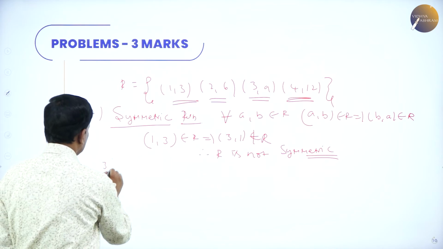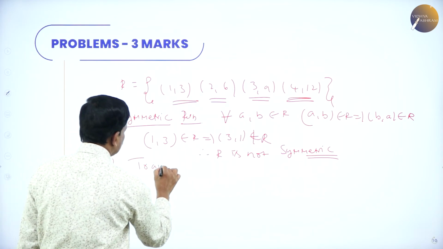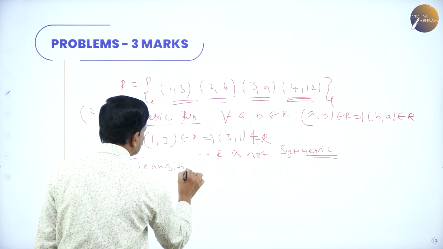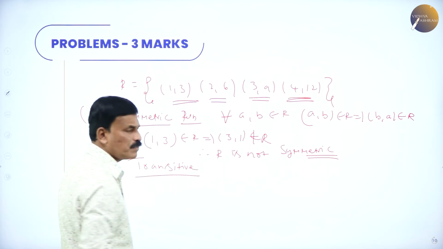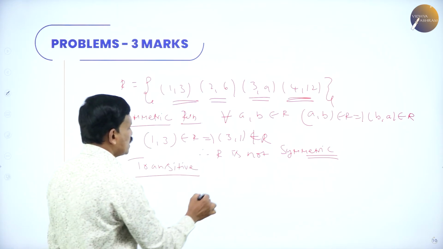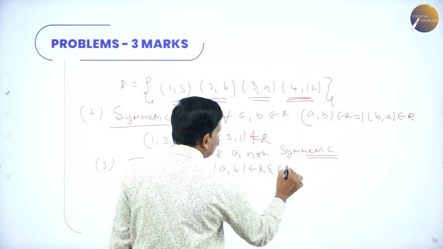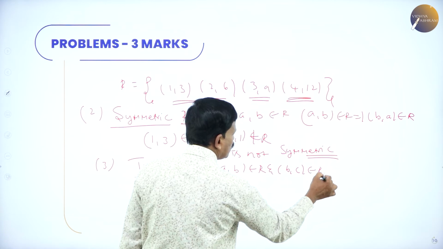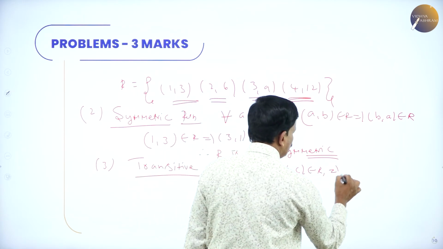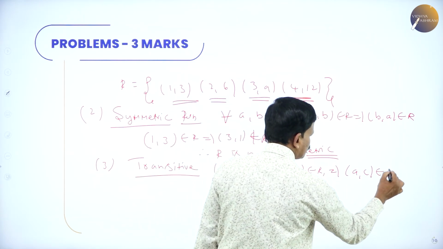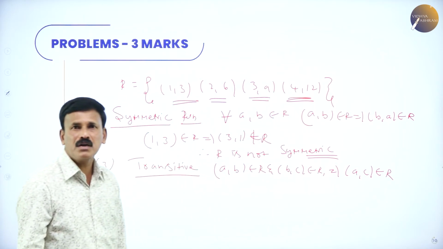Come to the third property. The third one is transitive. Transitive property, transitive relation. What is transitive? If (a, b) belongs to R and (b, c) belongs to R, for all a, b, c belongs to the set, implies (a, c) also belongs to R.